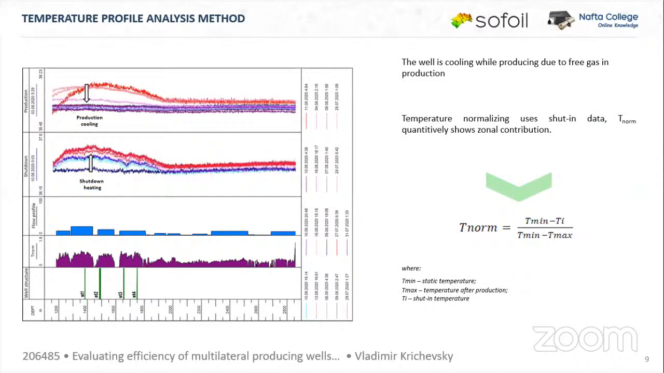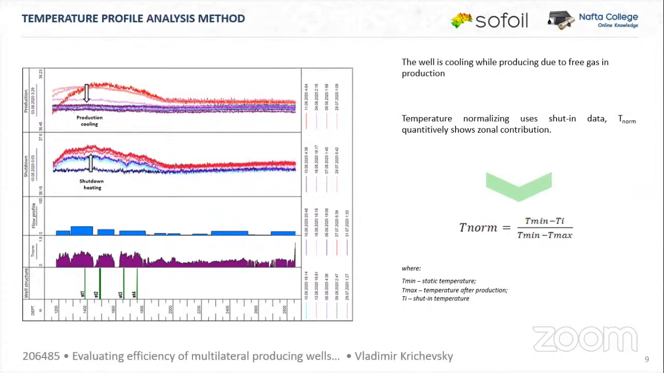So here we're showing you the technique, how we did it. So this well had some gas in production. There was some free gas coming into the wellbore, and hence, during the production, the well was cooling down. Then when we shut the well, it warmed up.